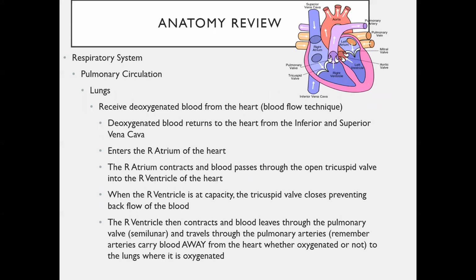So pulmonary circulation: the lungs receive deoxygenated blood from the heart, right? With that blood flow, blood returns to the heart from the inferior and superior vena cava and enters the right atrium. The right atrium is a small contraction. Mainly, it's a pressure-related gradient. So it starts filling up, it gets a certain pressure, and then dumps into the right ventricle. Right, and the right ventricle is at its capacity. The tricuspid valve closes, preventing backflow, and then the right ventricle will contract, and blood will leave through the pulmonary valve and travel through the pulmonary arteries to go to the lungs.